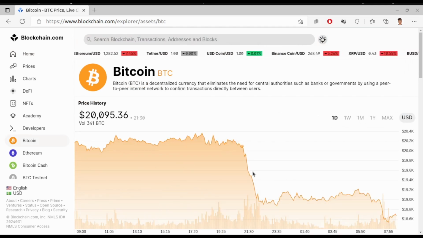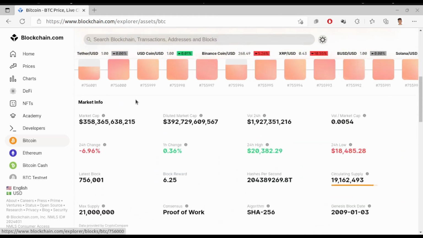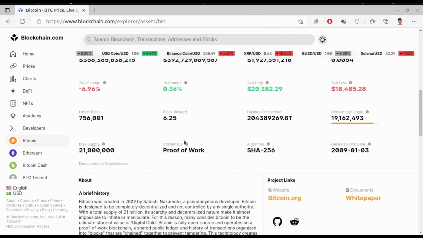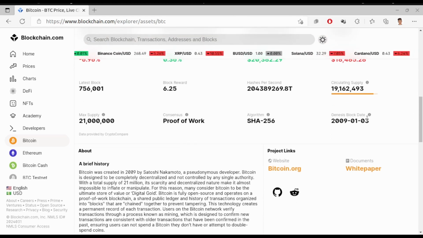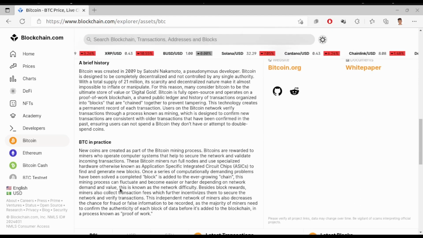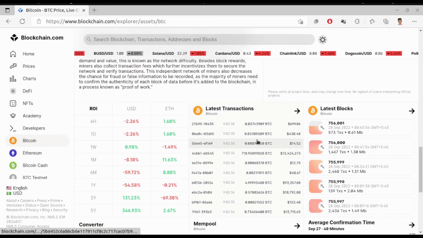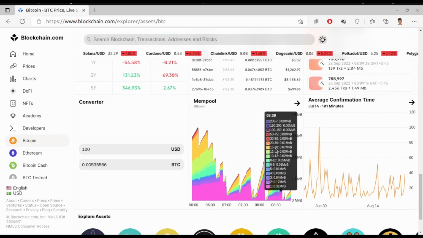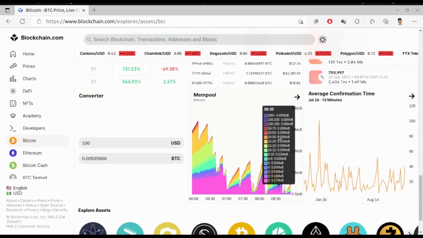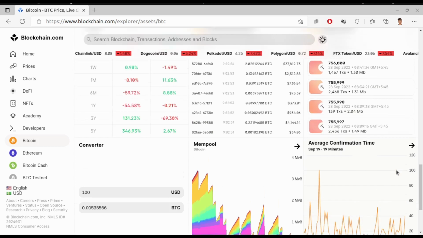We can see the price history. We have the blockchain. This is the latest block, I guess. Then we have market info and other things too. You can come here and explore on your own. The Genesis block date was 2009, January 3rd. Then we have the Bitcoin history, Bitcoin in practice, and ROI. Then the latest transactions. Then we have the latest block, which we will come to in a while. Then we have the converter, USD to BTC, mempool, average confirmation time, and other things. Visit here and explore everything.